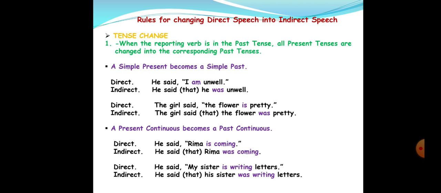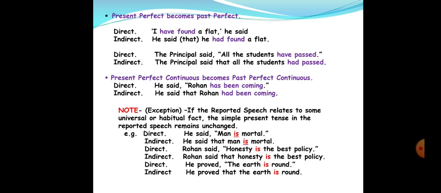Then, a present continuous tense becomes a past continuous tense. For example, in direct speech, he said, Rima is coming. In indirect, it will convert into, he said that Rima was coming. Another example, direct speech, he said, my sister is writing letters. In indirect, it will become, he said that his sister was writing letters.